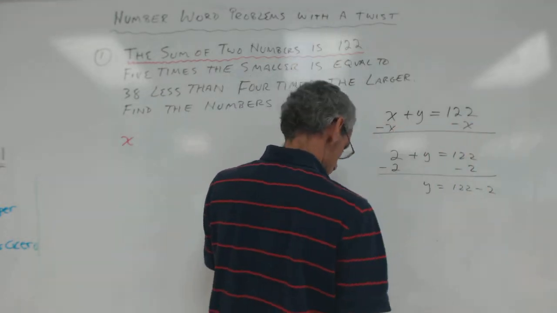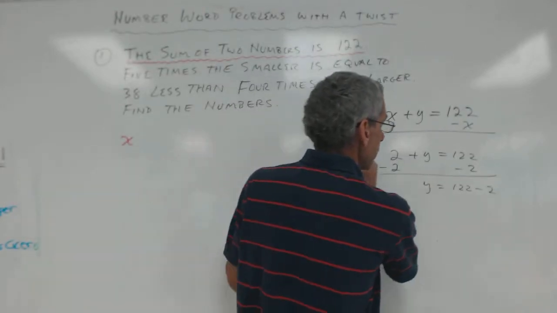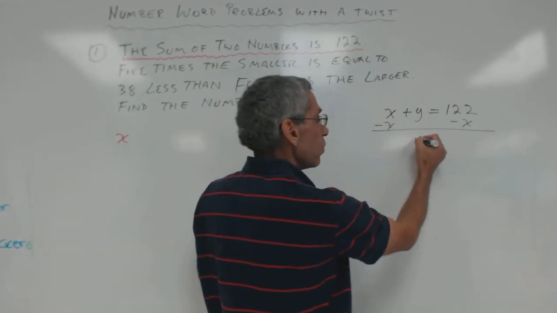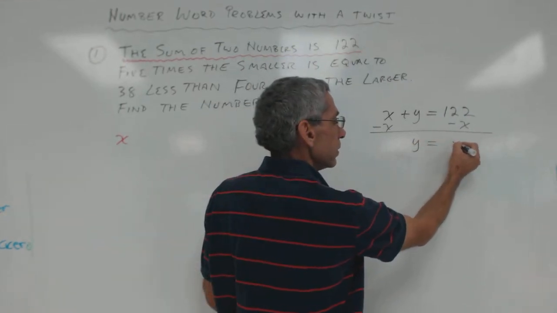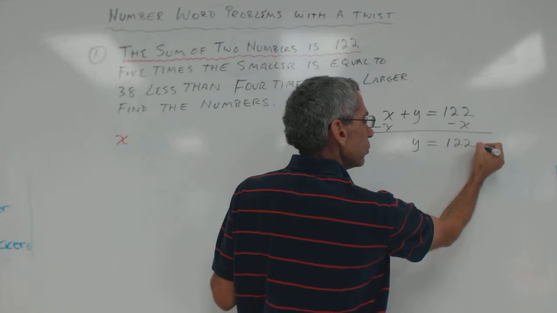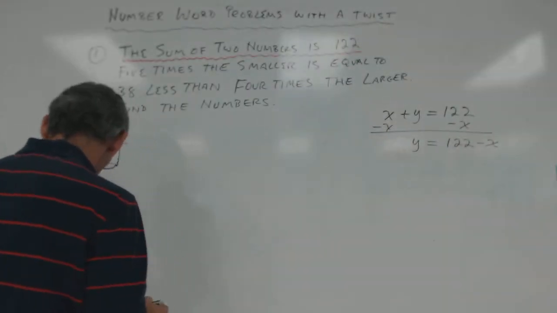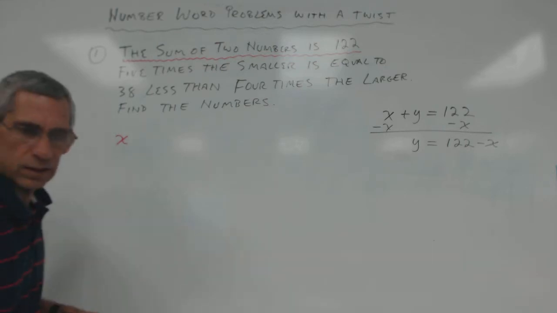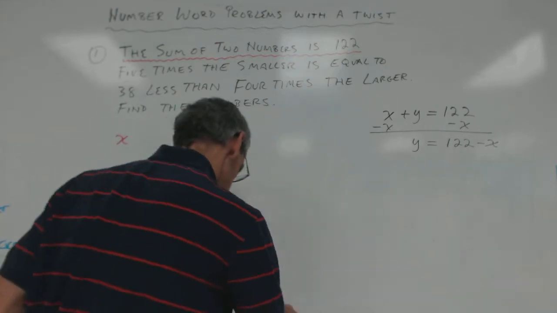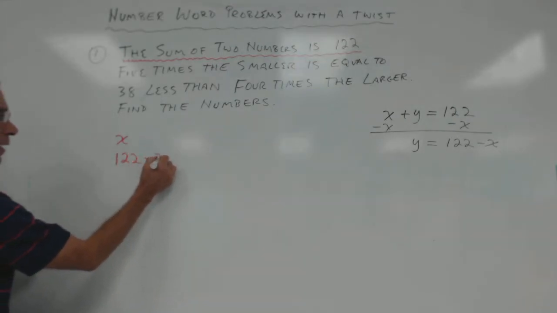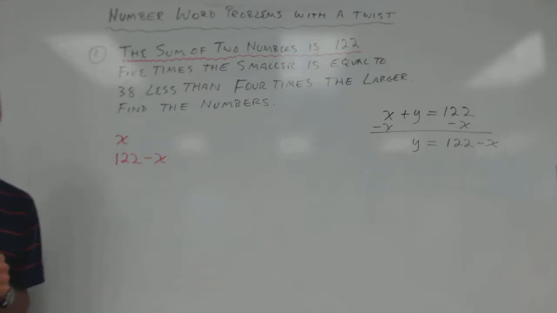Look what happens. Suddenly, do you guys see what we're doing? Look at this. Y is equal to what? 122 minus x. So that means my second number, can you see the x on here? I can't tell. Oh yeah, I guess you can. All right, the second number is 122 minus x. That's interesting, right?